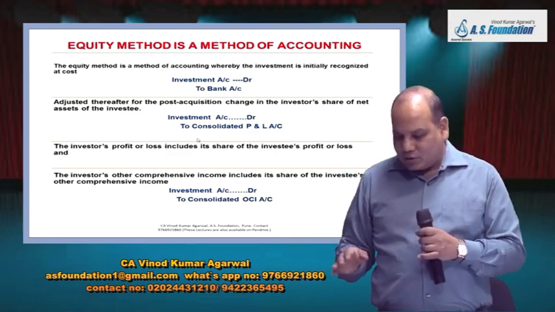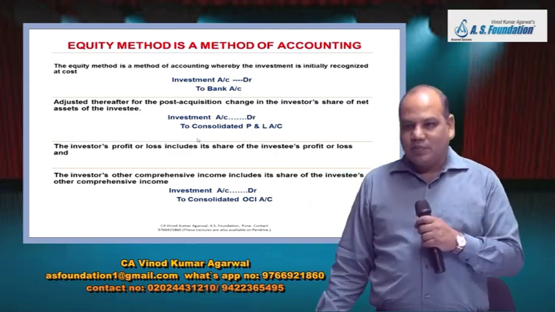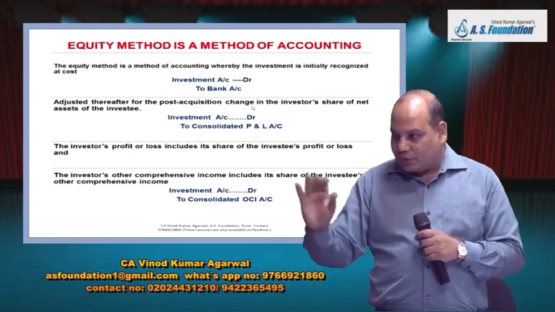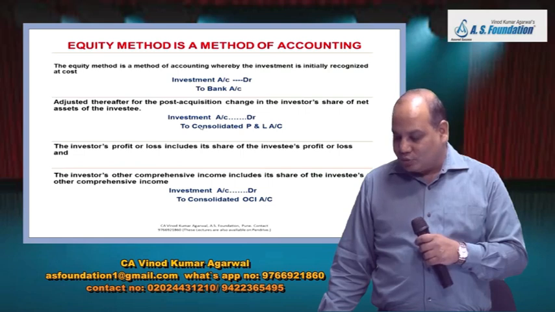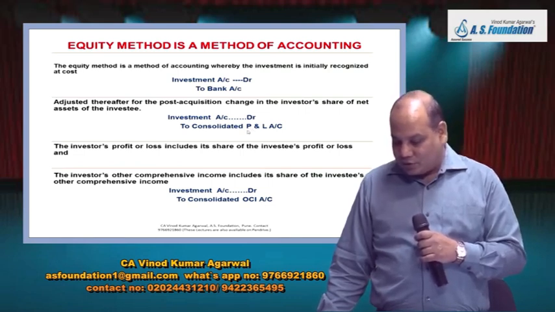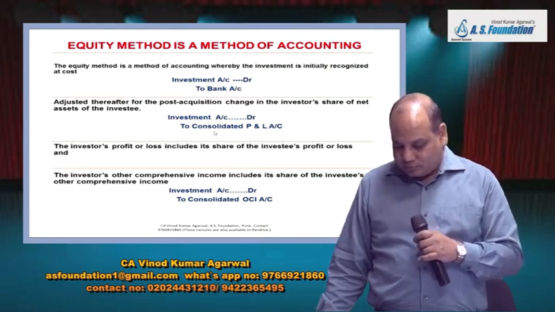So the standard says don't consolidate the assets and liabilities. You want to know the performance? We are giving you a method how to check the performance. Take your share and record in your book. So if they make more profit, your investment value goes up. If they suffer losses, your investment value will come down.